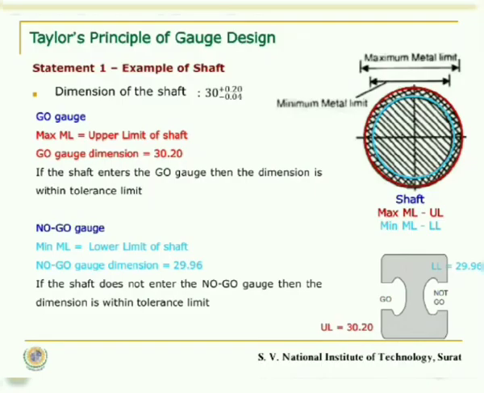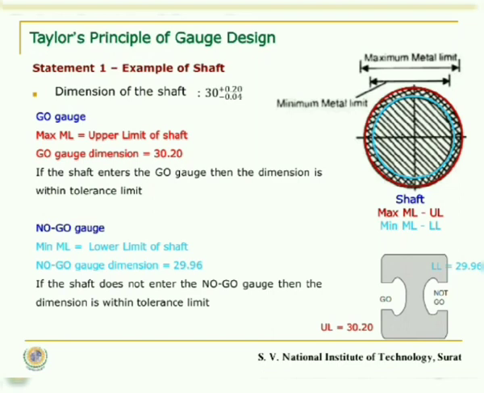Now let us try to understand the same principle of statement 1 with the help of an example of a shaft. Assume the dimension of a shaft is 30 +0.2 and -0.04. So the upper limit of the shaft is 30.2 and the lower limit is 29.96. Now the go gauge should be able to check the maximum metal limit. So in case of a shaft, the maximum metal limit is denoted by the upper limit of the shaft. So the go gauge dimension would be the upper limit, that is 30.2. So as discussed earlier, if the shaft enters the go gauge, then the dimension is within the tolerance limit.